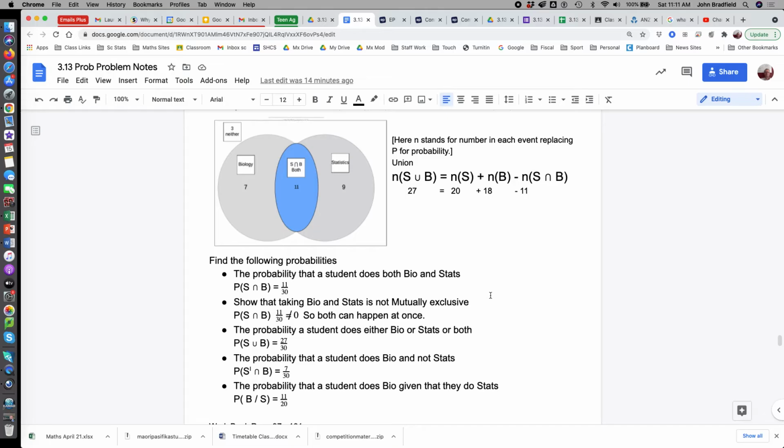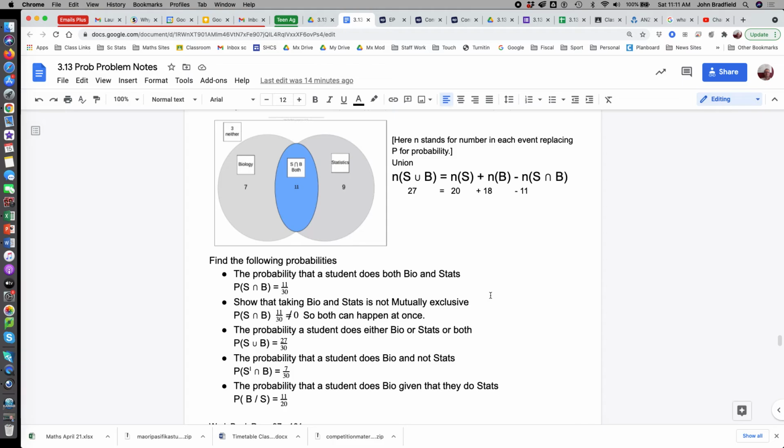Show that taking bio and stats are not mutually exclusive. Well, if they were mutually exclusive, the answer to the previous question would have been 0. Because is it possible to take bio and stats? Yep, in fact it's quite common according to these figures. So they are not mutually exclusive because you can take both. What's the probability a student does either bio or stats or both? Well, that's the 27 out of 30.